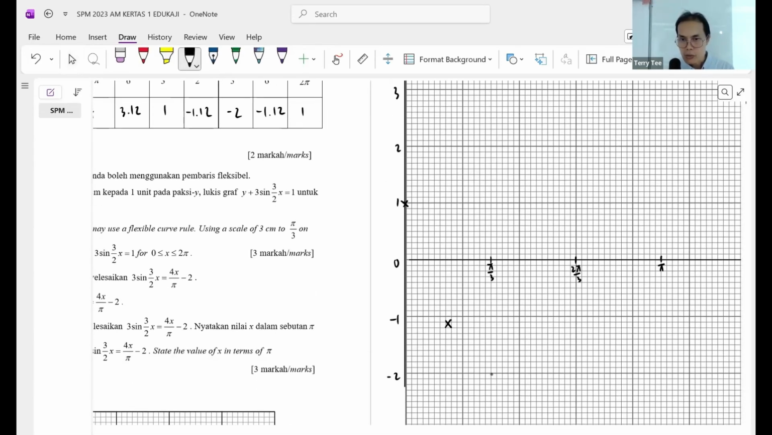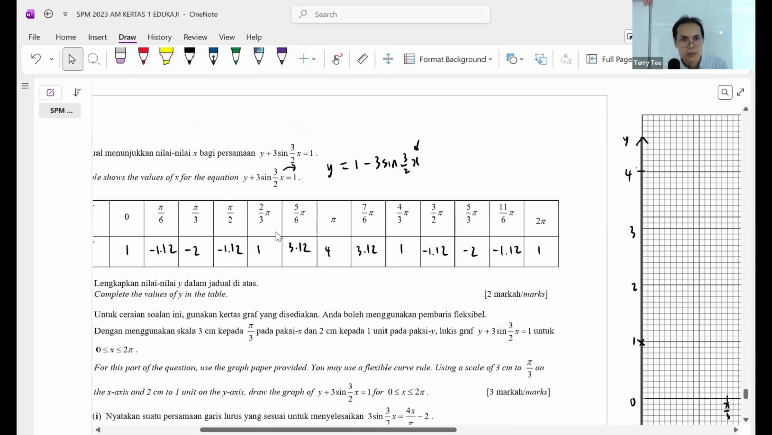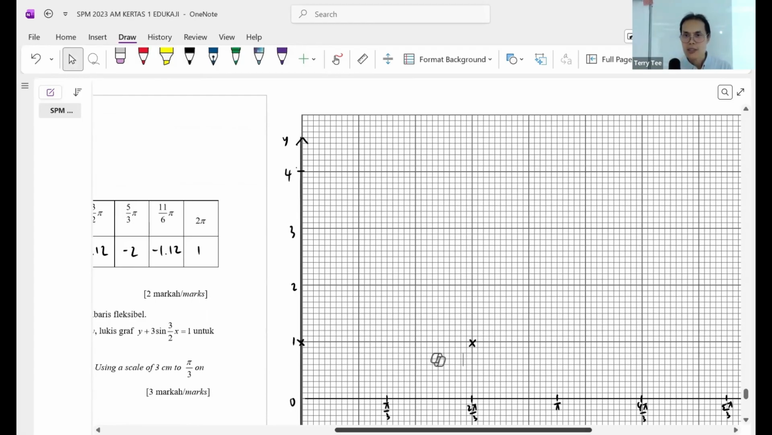This will be down to negative 2. Then it comes back up. So you count 7 boxes from here, 7.5. So around this point here. And then you go back up to 1. Right? Then after that, you go to 5 over 6 pi, which is 3.12, and then it goes to 4. 3.12. Again, you count 7.5 boxes. 3.12, 7.5 is here. 3.12 is around here. And then it goes to 4.